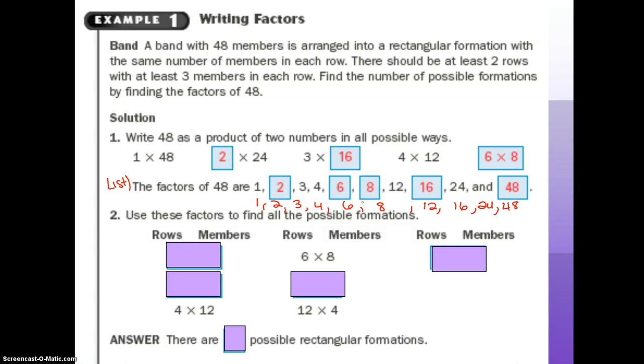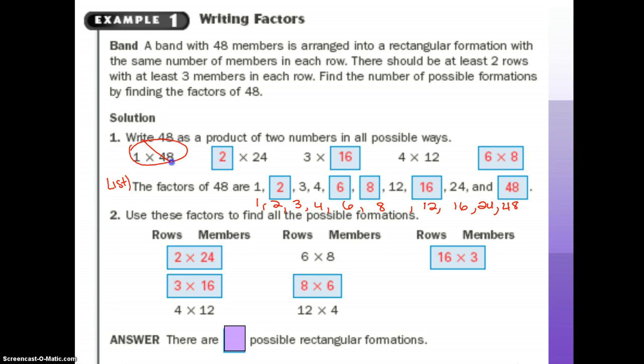These are the possible formations then. You can have 2 rows with 24 members, 3 rows with 16 members, and 4 rows with 12 members. You could have 6 rows with 8 members, or 8 rows with 6 members, 12 rows with 4 members, or 16 rows with 3 members. Remember that the 1 times 48 won't work because you want at least 2 rows with 3 members. So there are 1, 2, 3, 4, 5, 6, 7 possible rectangular formations.